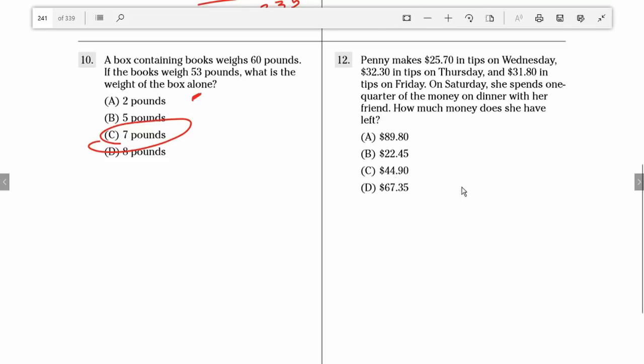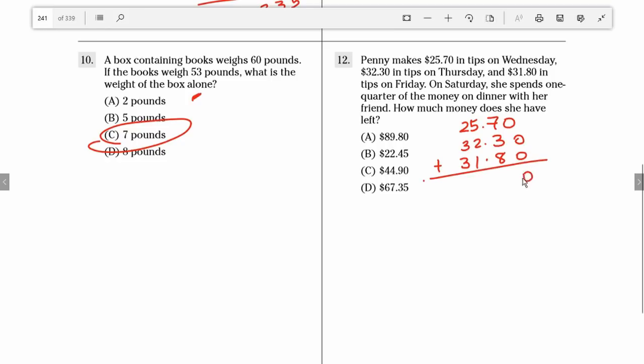Number 12. Penny makes $25.70 in tips on Wednesday, $32.30 in tips on Thursday, and $31.80 in tips on Friday. On Saturdays, she spends 1/4 of the money on dinner with her friend. How much money does she have left? So we know she made $25.70, $32.30, and $31.80. Let's go ahead and add those up to find out how much money she has total.